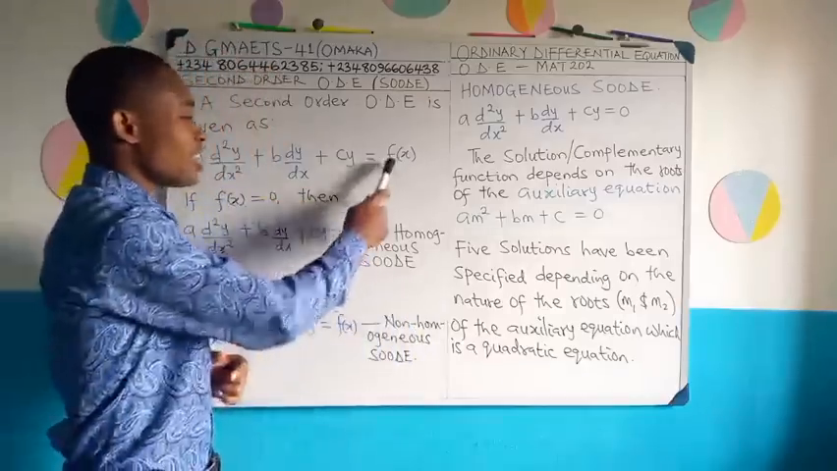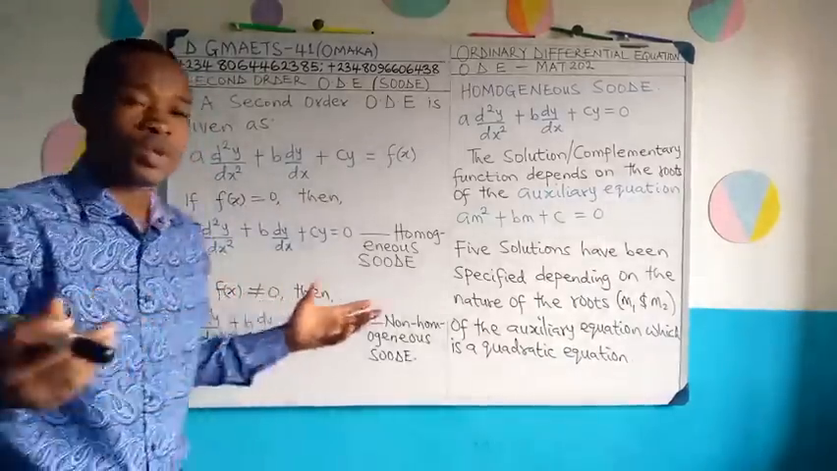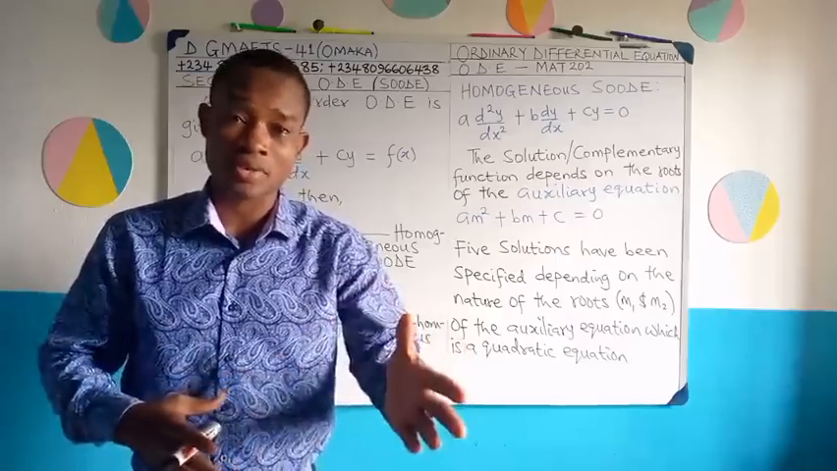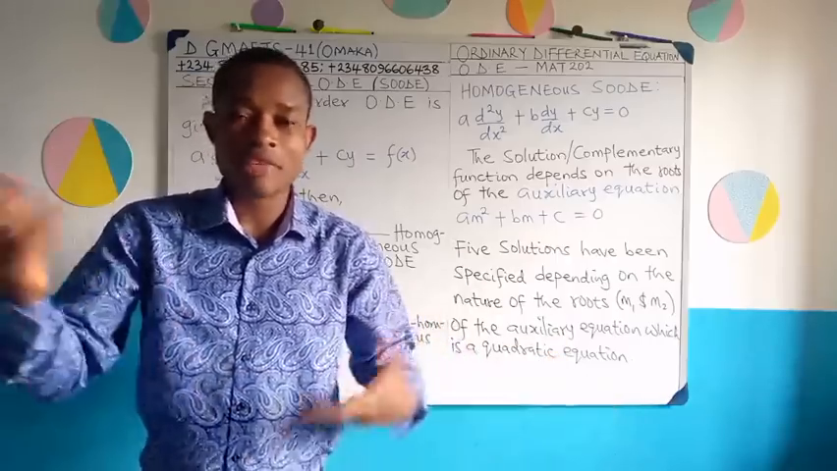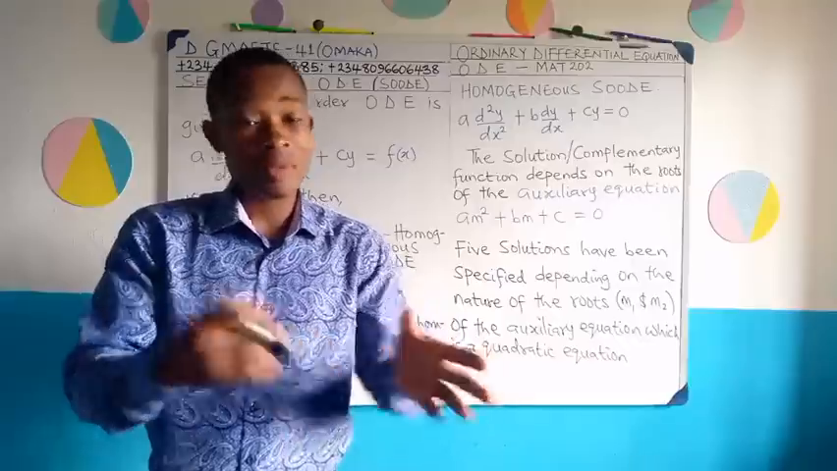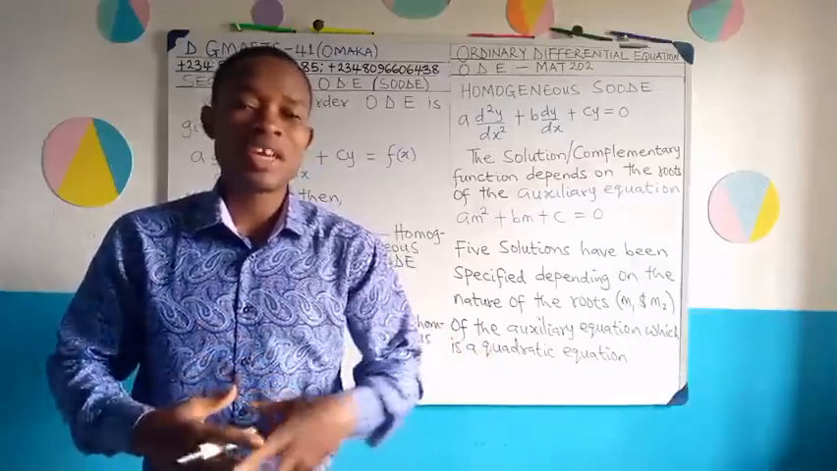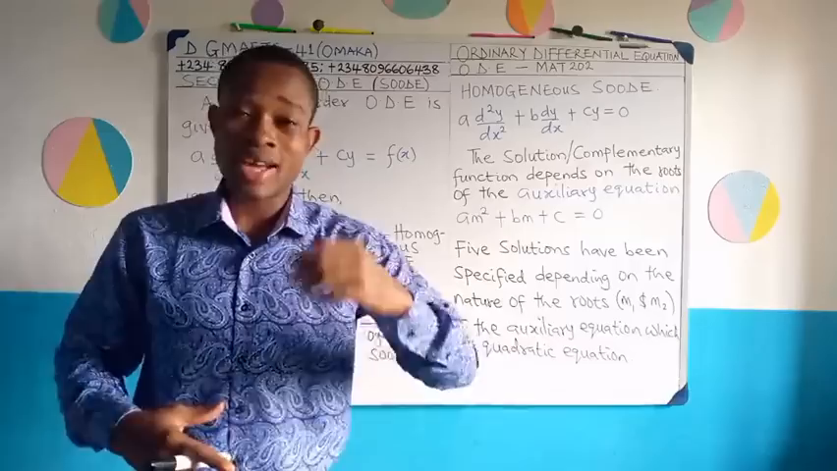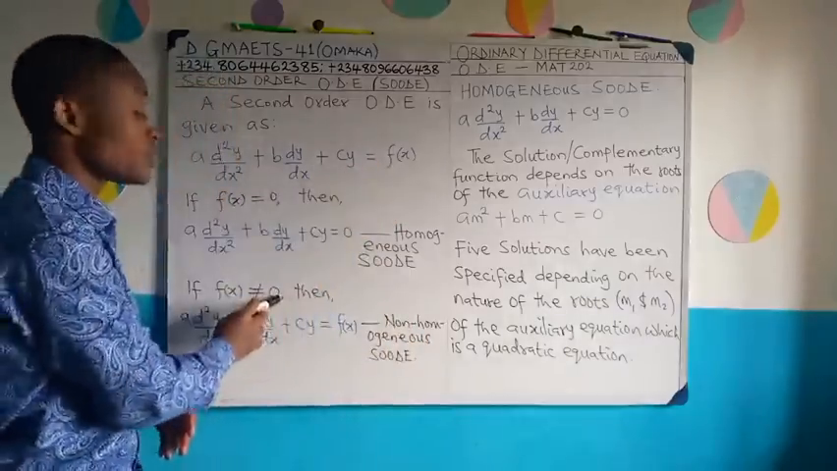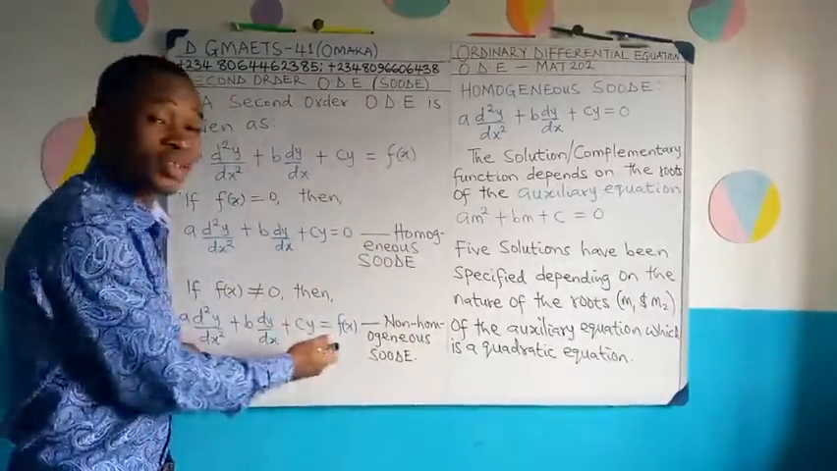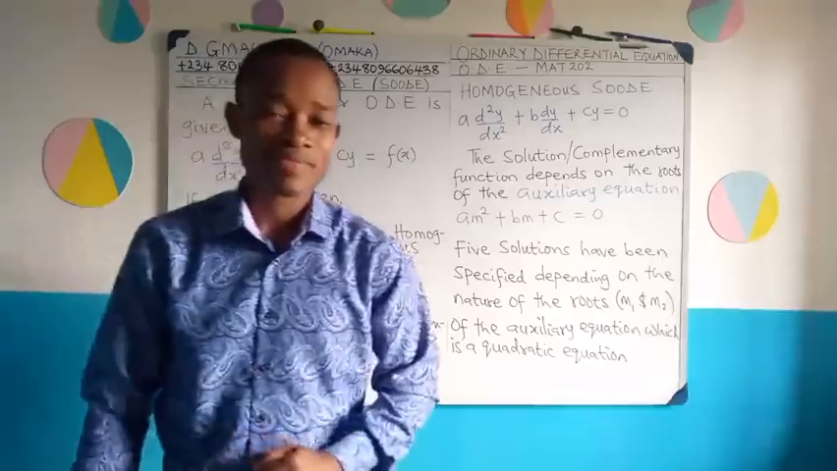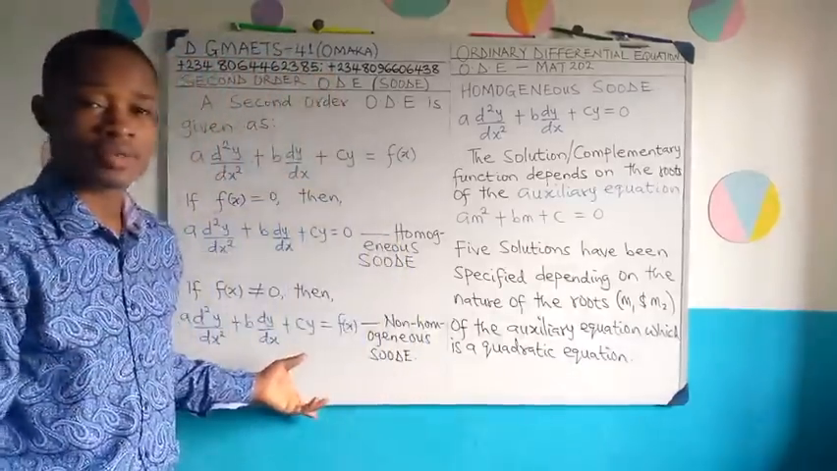What if f of x is not equal to 0? What if it is just some kind of function? It could be a constant which is not 0, something like 1, 5, minus 3. It could be a function of x itself, maybe a polynomial function. It could be a trigonometric function. It could be an exponential function. So in the case where f of x is not equal to 0, then we refer to that ODE as a non-homogeneous second order ordinary differential equation.